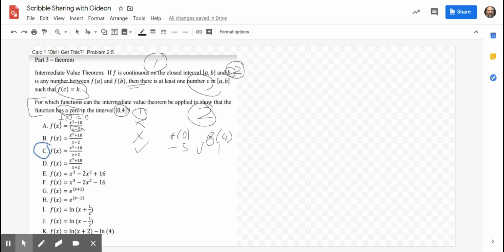Well, let's go for D, right? Same reasoning as C, we have nice continuity. This thing only messes up where x is -2, which is outside of our interval of concern. And then we just have to figure out f of 0, which is 10 over 2. That would be +5. And f of 4, 16 plus 10 is 26 over 6, you know, 4 1/3.